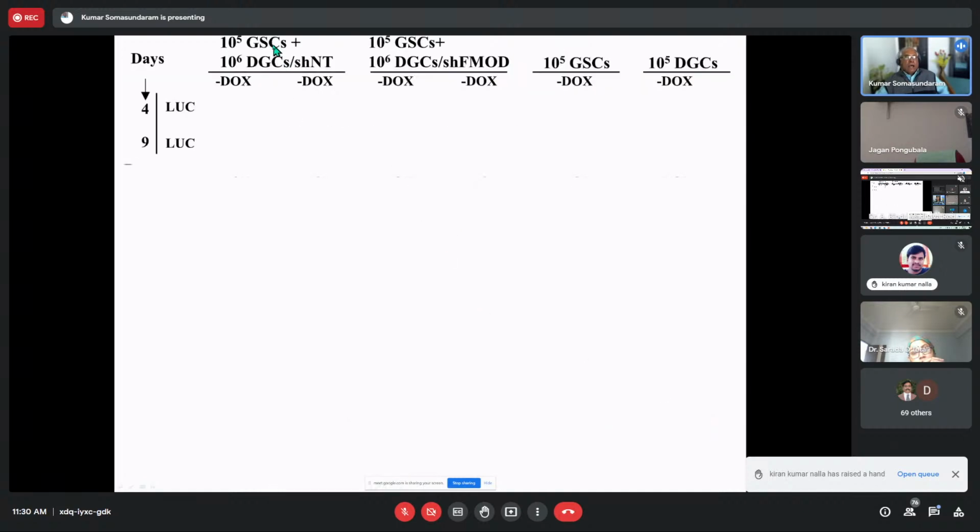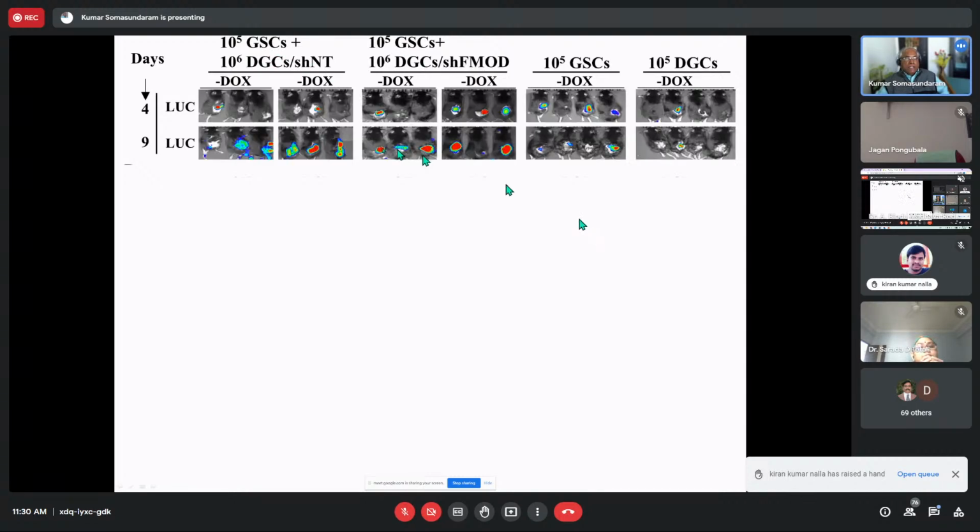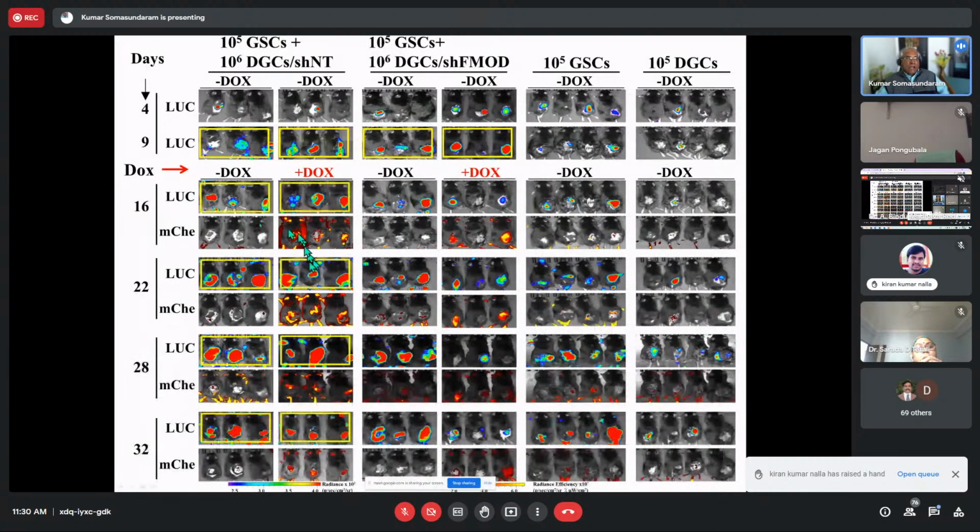You can see here GSC plus DGC with the NT, and GSC with the DGC with the shFMOD. Initially, in the absence of doxycycline, all of them form tumors, and you can see the luminescence coming up in all the tumors. After 9 days, each of these two groups is divided into two further groups, minus and plus dox. You can see on the left side, if you do bioluminescence, whether minus dox or plus dox, in the shNT DGC co-injected cells, the tumor continues to grow in both groups because you are not targeting any particular gene. And of course, the mCherry comes up only when doxycycline is added, because that is under the control of TRE.